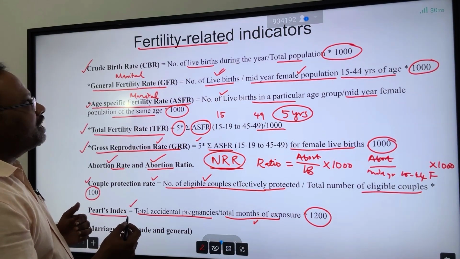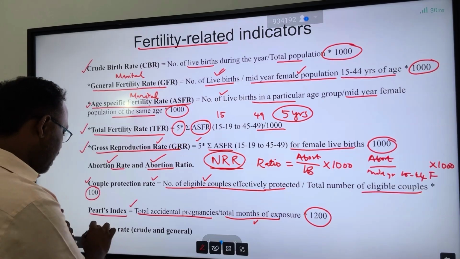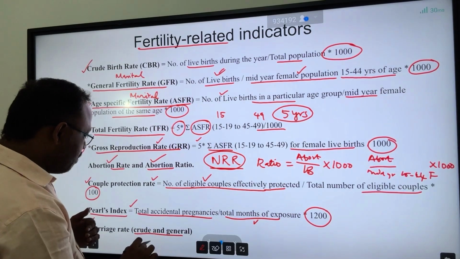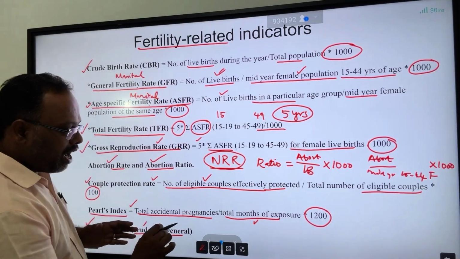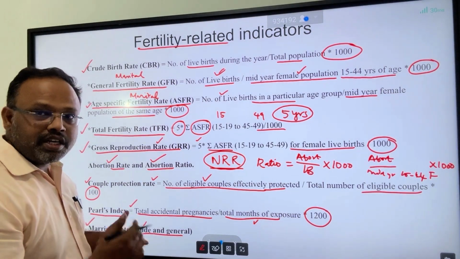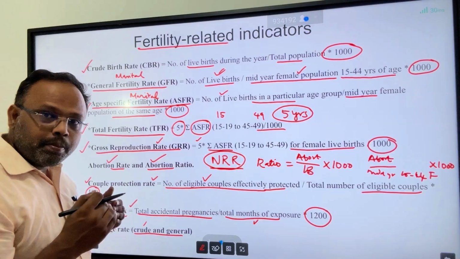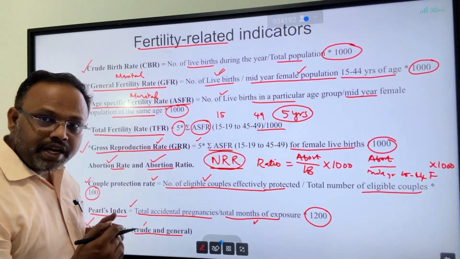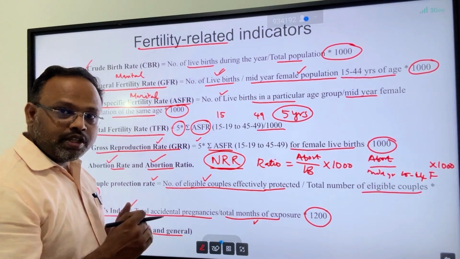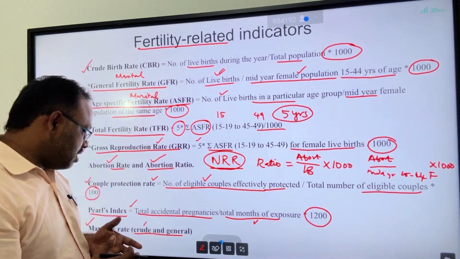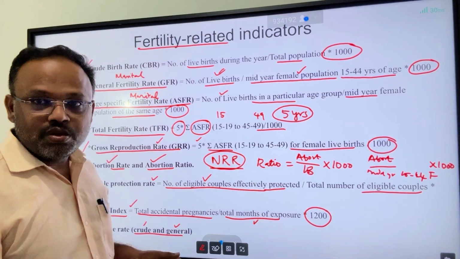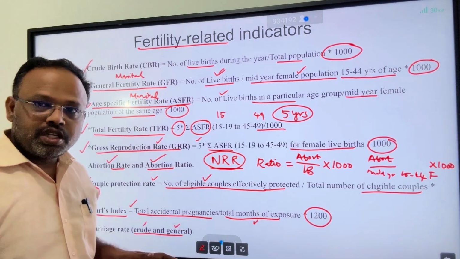Then the last indicator under fertility-related indicators is the marriage rate. We have two indicators, the crude and the general marriage rate. Crude means the total number of marriages divided by the total population, which gives the crude marriage rate. General marriage rate means that the population who are unmarried and eligible for marriage is considered as the denominator, and out of them, how many get married every year is the general marriage rate. These marriage rates are not directly used in medicine, but they are used in some social studies.